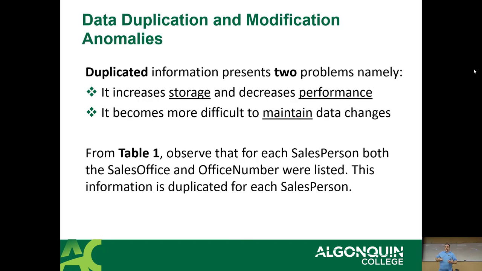So duplicated information has two problems. It takes up more room, obviously, and it decreases performance, because if you need to keep writing the same stuff over and over again, it's going to take longer.